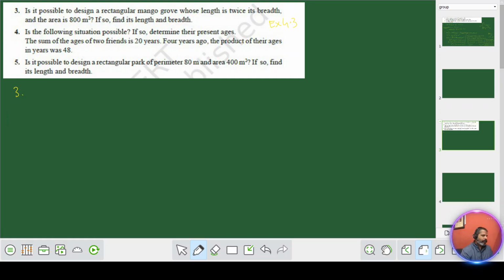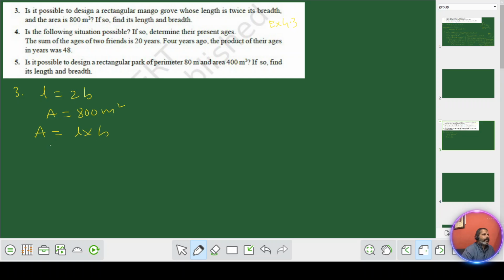They have given that the length is twice its breadth. So length is twice the breadth. Area is 800 meters square. Find its length and breadth. If we are able to draw a rectangular mango grove, then we need to find the length and breadth. Let's see. So according to the given, what is area?